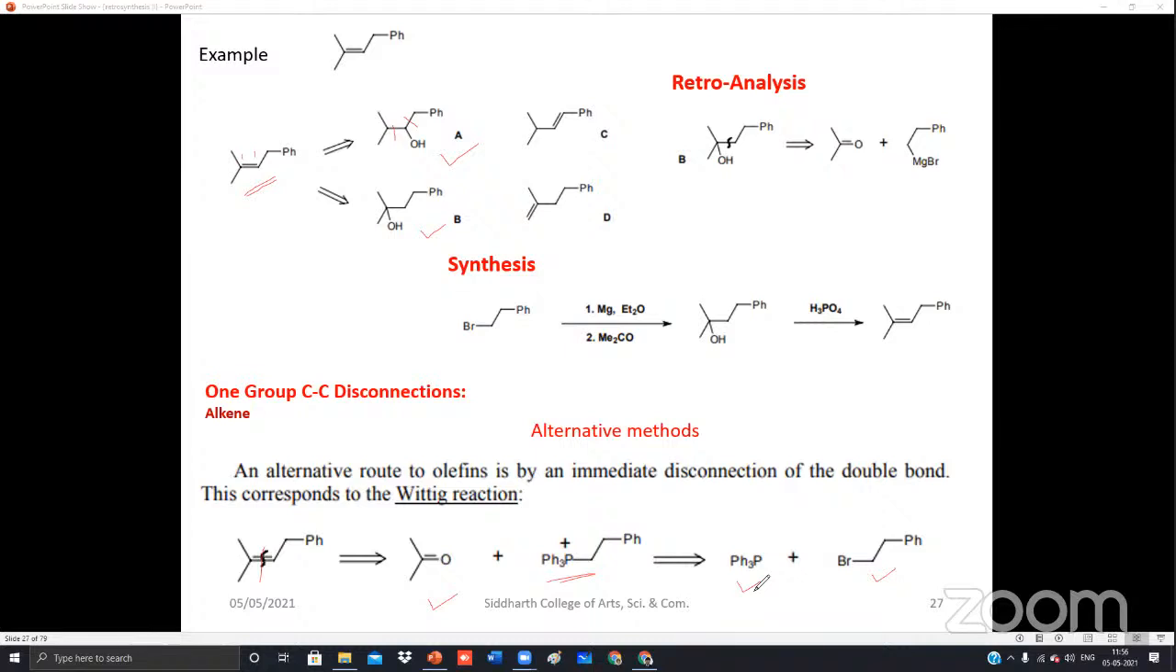When they react together in the presence of a strong alkali, they will give the Wittig salt, and this Wittig salt again reacts with the ketone under basic conditions, and we will get the olefin. That is what olefination is. So this is how quickly you get access to the double bond as well.